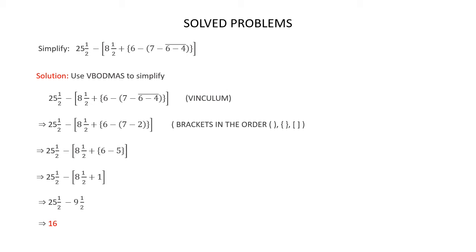So first we'll solve whatever is given within the round brackets. Here it is 7 minus 2. 7 minus 2 is 5. So now 6 minus 5 is within the curly brackets. Solve that. 6 minus 5 is 1. So now 8.5 plus 1 is within the square brackets. Solve that. 8.5 plus 1 is 9.5. So finally you have 25.5 minus 9.5, which is 16. So when you simplify this expression, you get 16 as the answer.